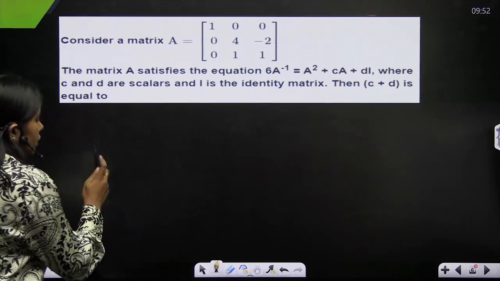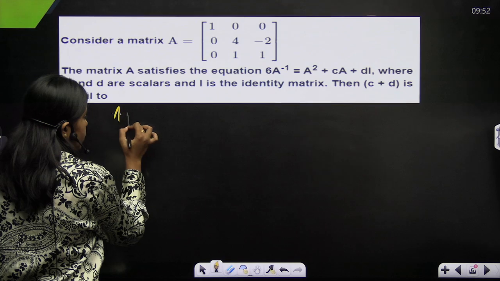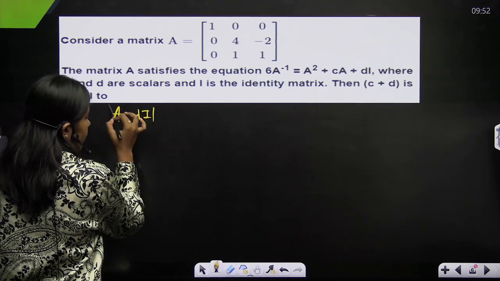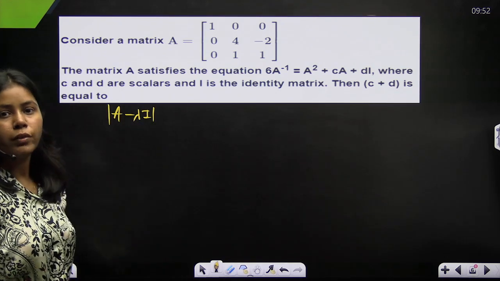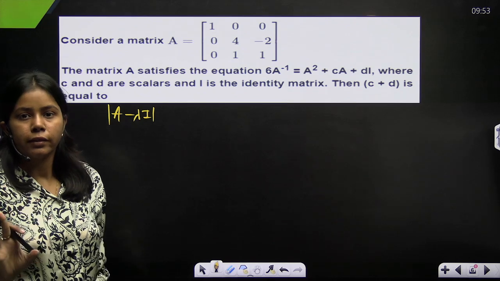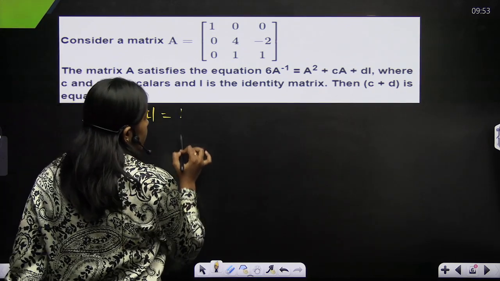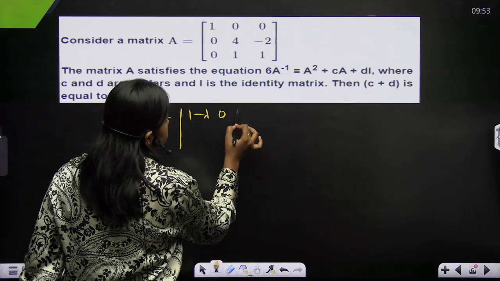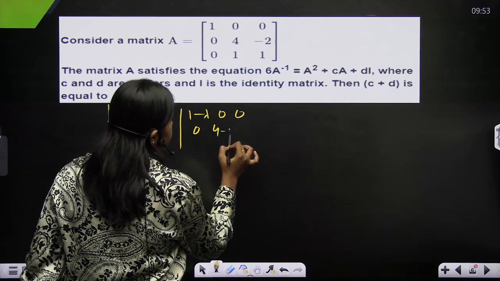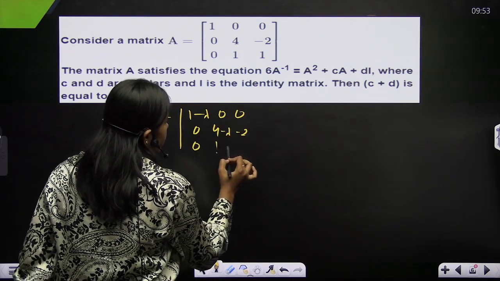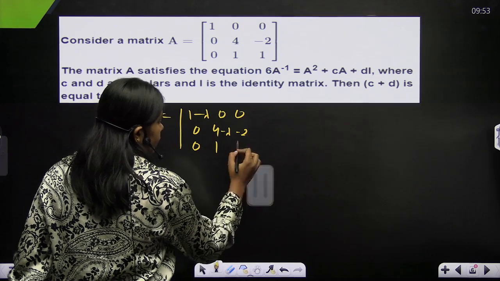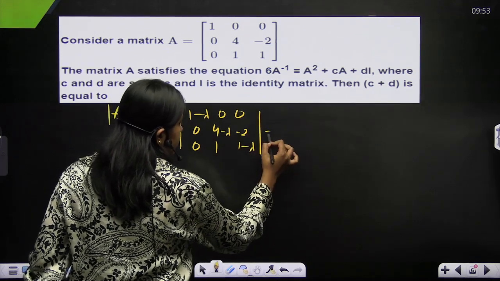But first let's do it. You would solve for the determinant of A minus lambda. First of all, pause the video and try to solve it by yourself, then look up the solution. A minus lambda gives 1 minus lambda, 0, 0, 0, 4 minus lambda, minus 2, 0, 1, 1 minus lambda, and this determinant should be 0.